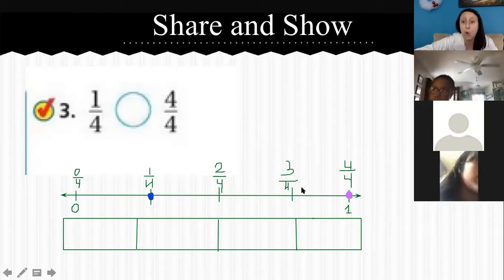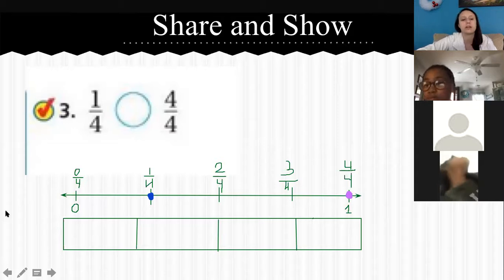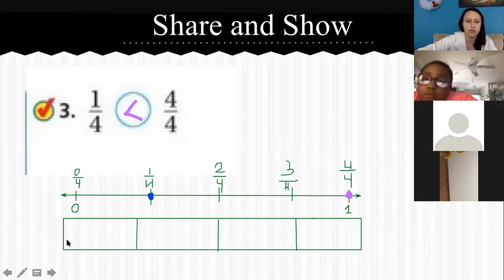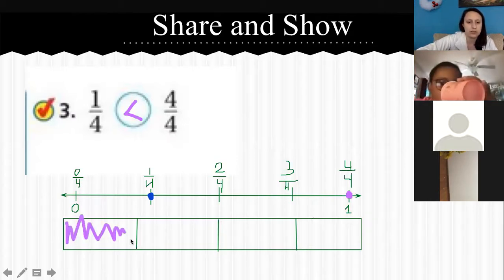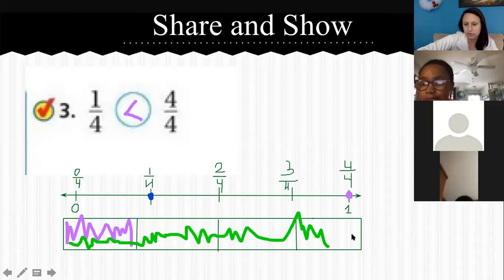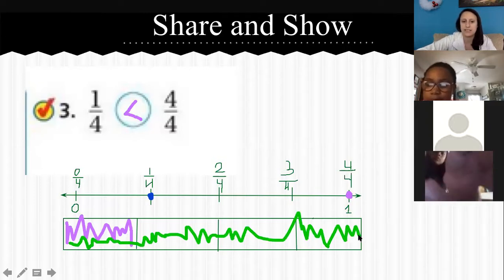And if I ate 4 out of 4, I ate the whole thing. So which one would be more? 1/4 or 4/4? 4/4. Yeah, and so I could say that 1/4 is less than 4/4. And how it would look down here is you could show this is 1/4, and then you've got the rest of it, you could do a little bit down here to show that that's 4/4, okay? Does that make sense?